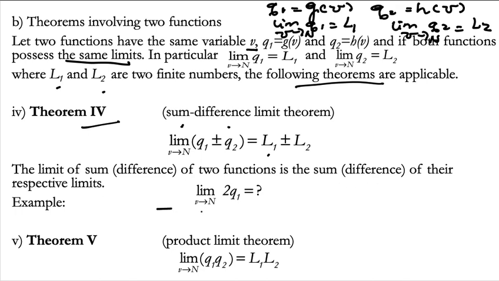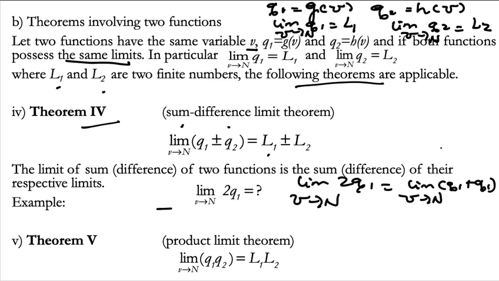For instance, what is the limit of 2q1 as v approaches n? Now you look here, 2q1 is actually q1 plus q1, isn't it? That's why it becomes 2q1 as v approaches n. Because the limit of q1 is L1, the limit of the other q1 here is also L1. We have two functions that give you the same limit. Therefore, it gives you L1 plus L1 equals 2 L1. Alright?